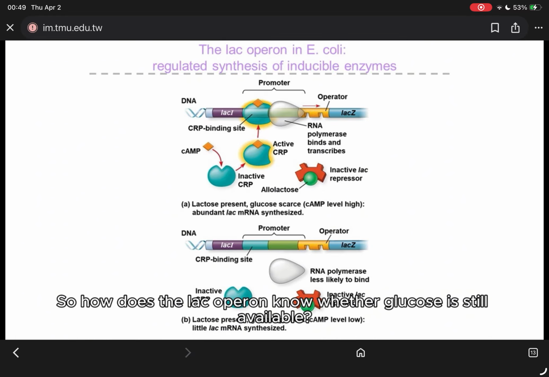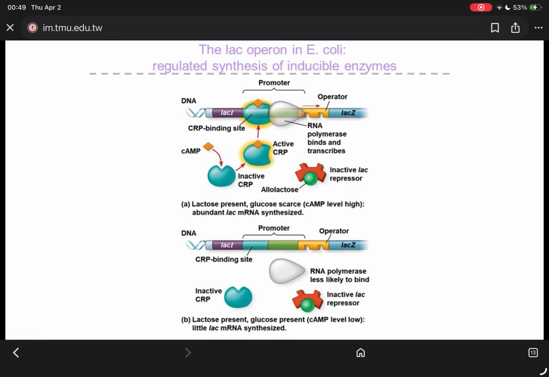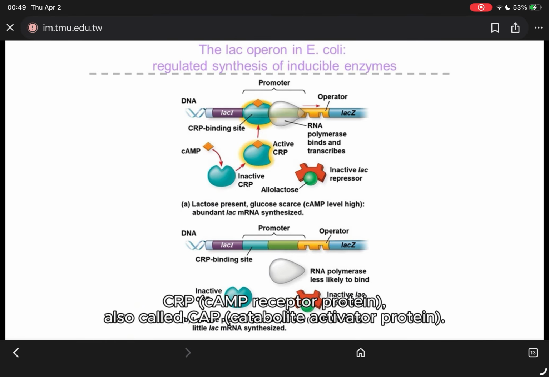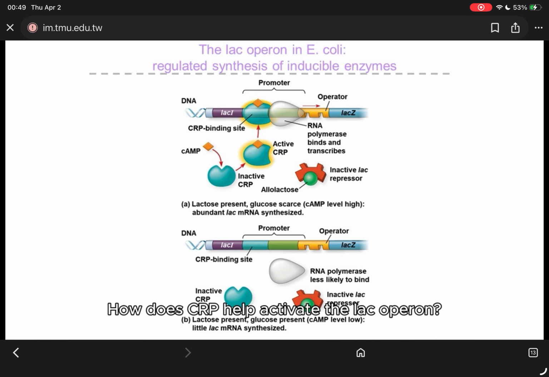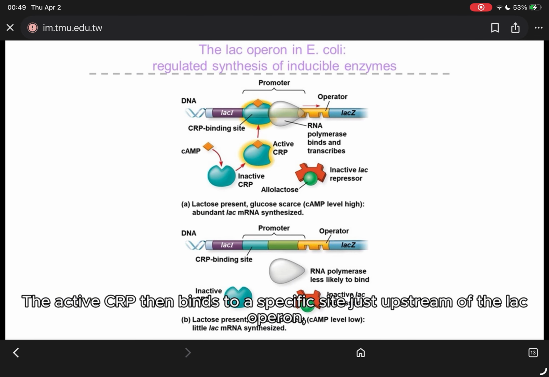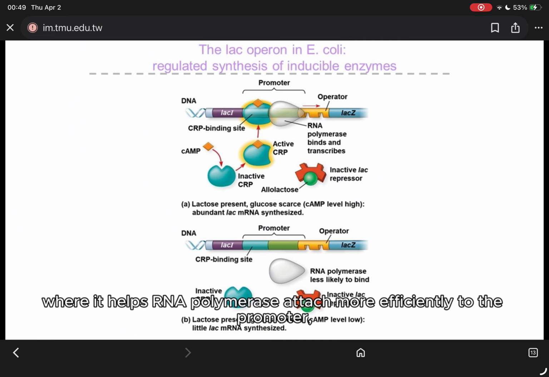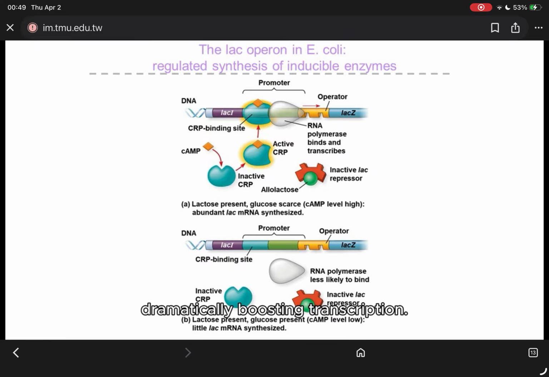So how does the lac operon know whether glucose is still available? That's where the key player comes in: CRP, cAMP receptor protein, also called CAP, catabolite activator protein. How does CRP help activate the lac operon? When glucose levels are low, the concentration of cAMP in the cell rises. cAMP molecules bind to CRP, activating it. The active CRP then binds to a specific site just upstream of the lac operon, where it helps RNA polymerase attach more efficiently to the promoter, dramatically boosting transcription.